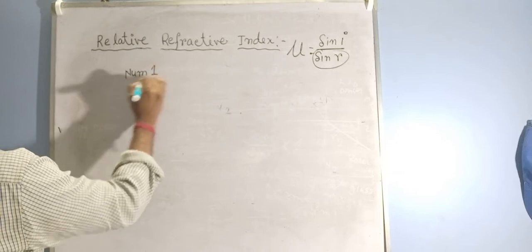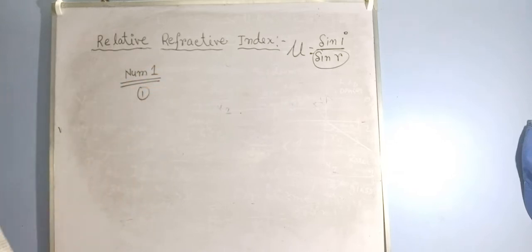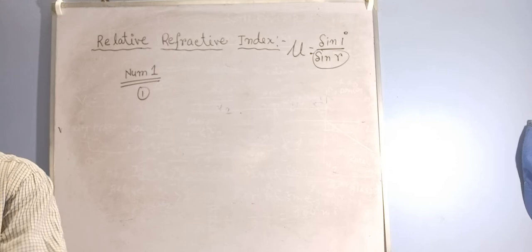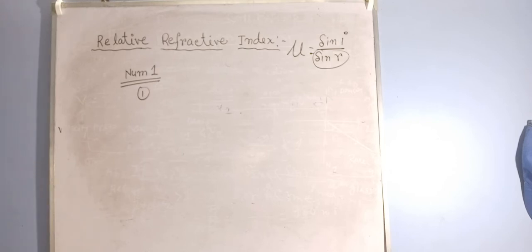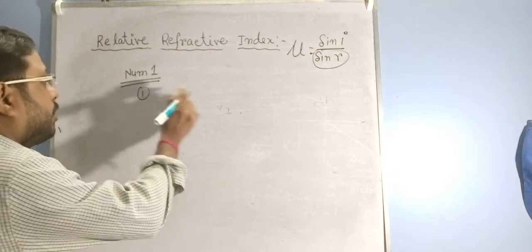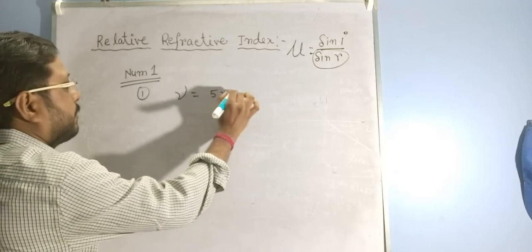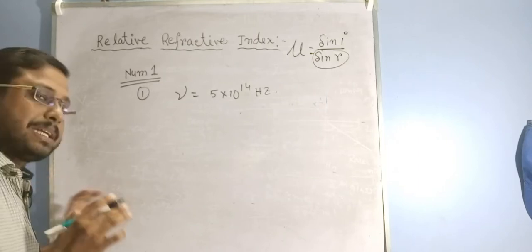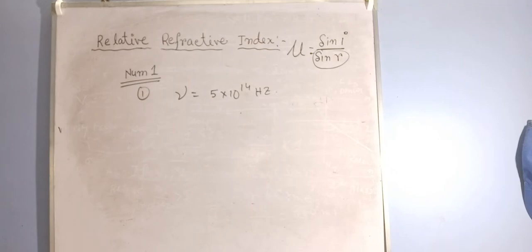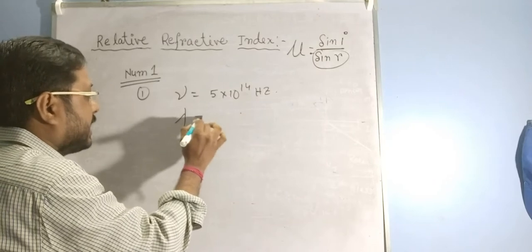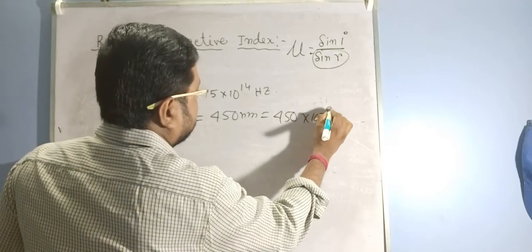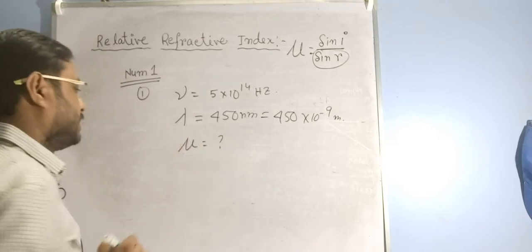Numerical 1. If a ray of light of frequency 5 into 10 to the power 14 Hertz is passing through a liquid of some unknown refractive index, the wavelength of light, that is lambda, is measured as 450 nanometer, that is 450 into 10 to the power minus 9 meter. Then find the refractive index of that liquid.